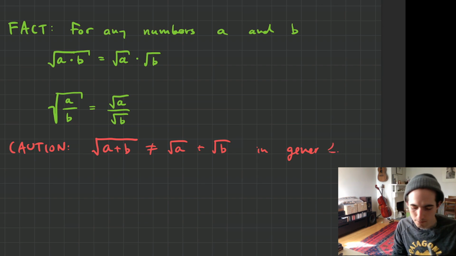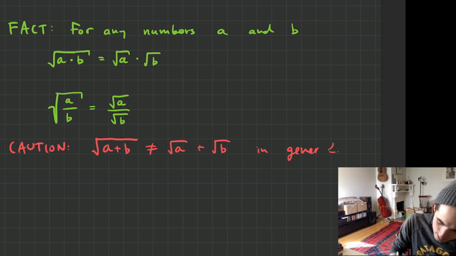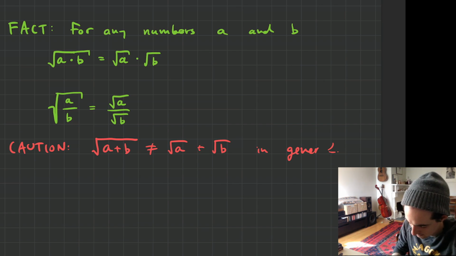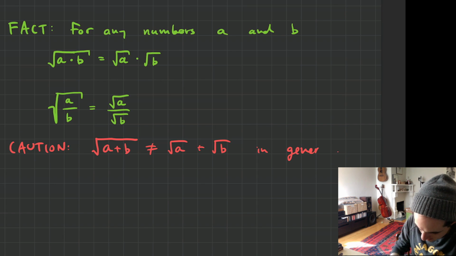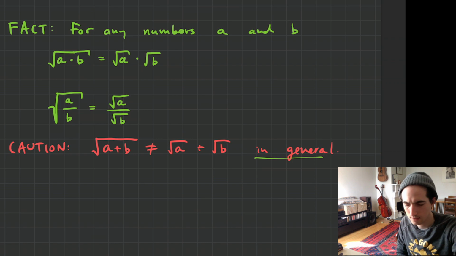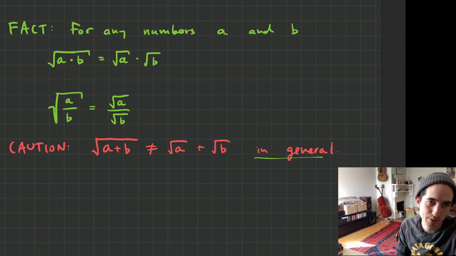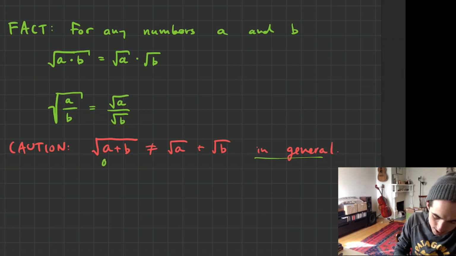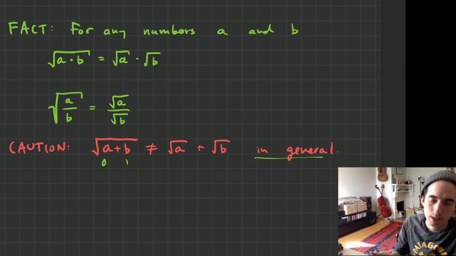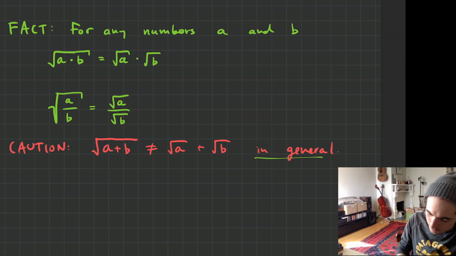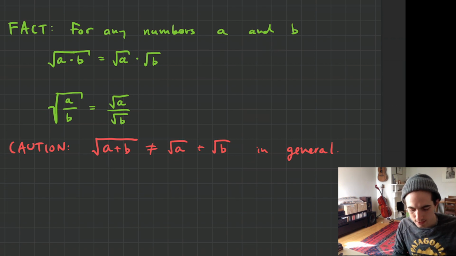What I mean by "in general" is that you may be able to find a specific set of numbers where that actually does work. For example, if A was 0 and B was 1, then yes, the square root of 0 plus 1 is equal to the square root of 0 plus the square root of 1. In that very particular case, sure, that works. But in general, this doesn't work.